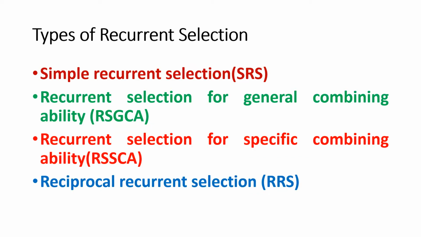Recurrent selection can be divided into four types. Number one is simple recurrent selection, that is SRS. Number two is recurrent selection for general combining ability, that is RSGCA. Number three is recurrent selection for specific combining ability, that is RSSCA. Number four is reciprocal recurrent selection, that is RRS.